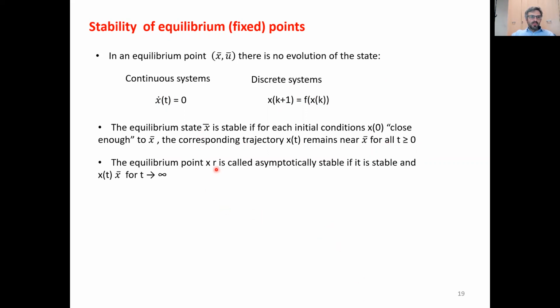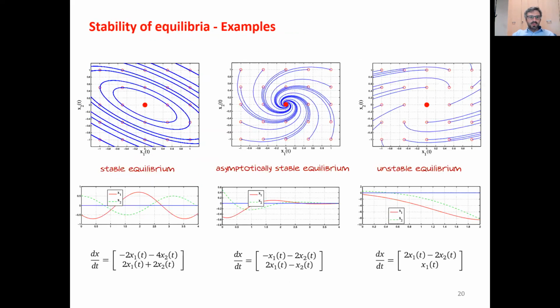And the equilibrium point x bar is called asymptotically stable if it is stable and if x converges to x bar for an infinite time. So if the state from whatever initial state goes to the equilibrium after an infinite time, then the equilibrium point is asymptotically stable. Otherwise, the equilibrium point is unstable.